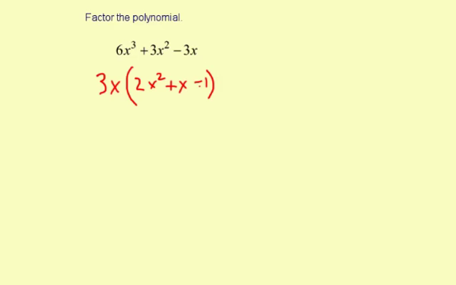Now we need to look and see if the trinomial can be factored again. 2x squared plus x minus 1. What we do is we multiply the first and the last term. 2 times negative 1 is negative 2. Then we have to see if factors of negative 2 can add to make positive 1. And again, because this is positive, the greater factor is going to be positive. So it's going to have to be 2 and then negative 1. Well, let's see, 2 plus negative 1 does equal 1, so this can be factored.